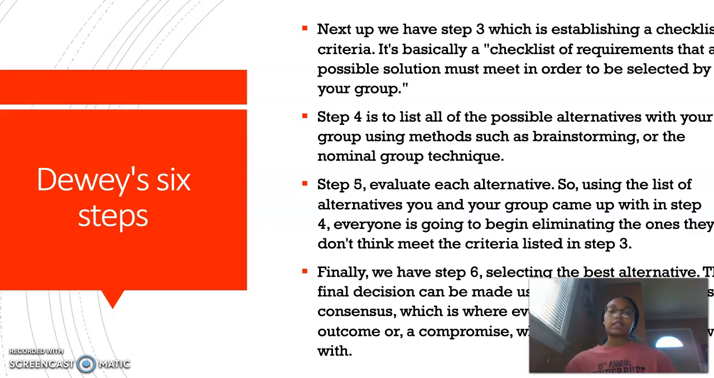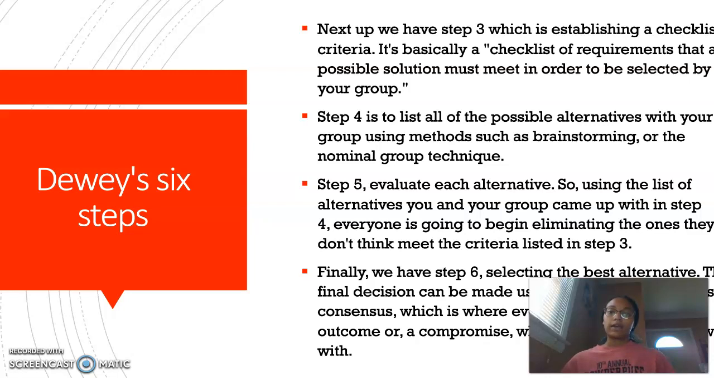Step 5 is evaluating each alternative. So using the list of alternatives you and your group came up with in step 4, everybody is going to begin eliminating the ones they don't think quite meet the criteria listed back in step number 3, which is why that step is important. You can see they all kind of line up with each other and work well.